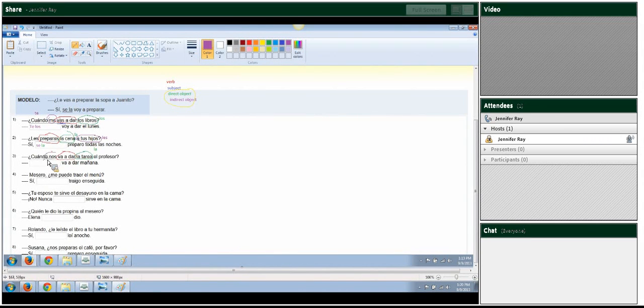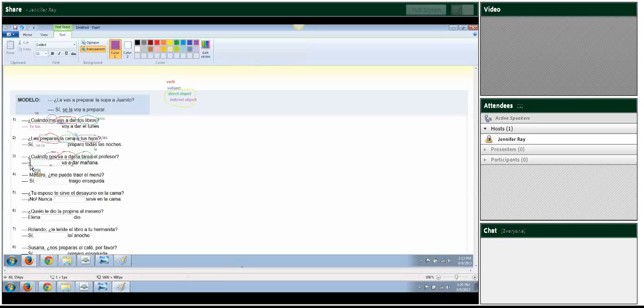And you would probably keep it the same, because you're going to say he's going to give it to us tomorrow. Again, purple goes first, which would be nos. And then you would put your direct next, which is la. Nos la va a dar mañana.